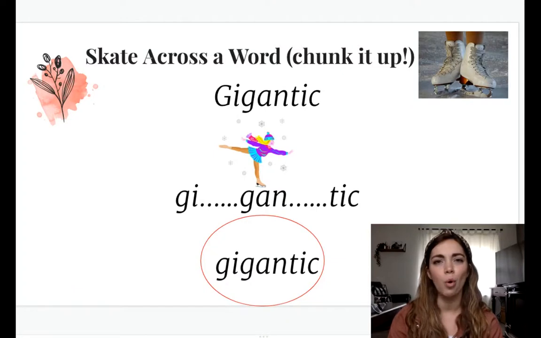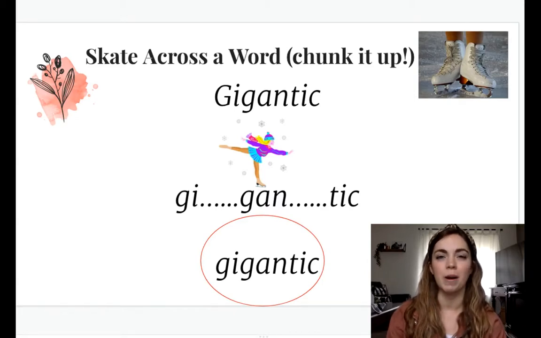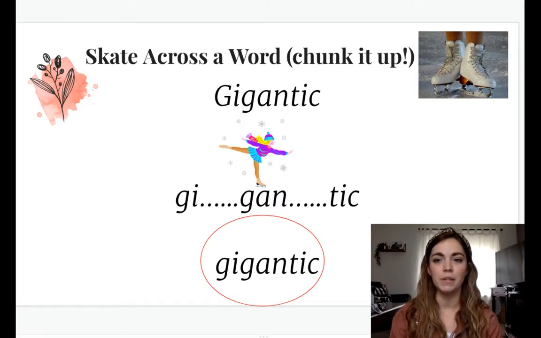First, I'm going to say the whole word slowly. Gigantic. Now I'm going to piece it up and say each part of the word that I hear. Okay, I'm going to write that part down. G-I. Gan. Gan is the next part. I can spell gan, G-A-N. Okay, gigantic. Tick, T-I-C? Or is it K? I'm going to take my best guess and write it down. Okay, so now I've spelled out gigantic.